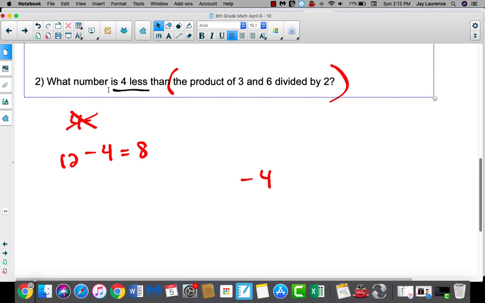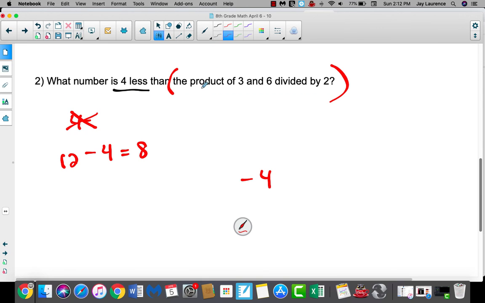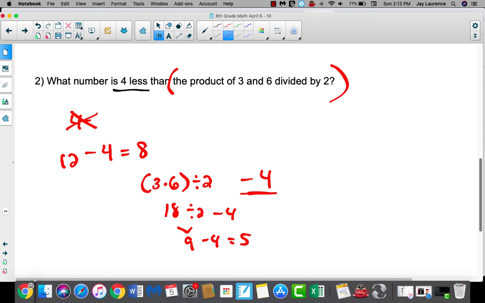Okay, so I need 4 less than this product. So the product involves 3 and 6, but then it's divided by 2. So that's going to be 3 times 6 divided by 2, and then I need 4 less than that. There you go. It's an order of operations problem. 3 times 6 is 18. 18 divided by 2 is, of course, 9. 9 minus 4 is 5. So 5 is 4 less than the product of 3 and 6 divided by 2. Okay? Just wanted to run through 2 practice problems.